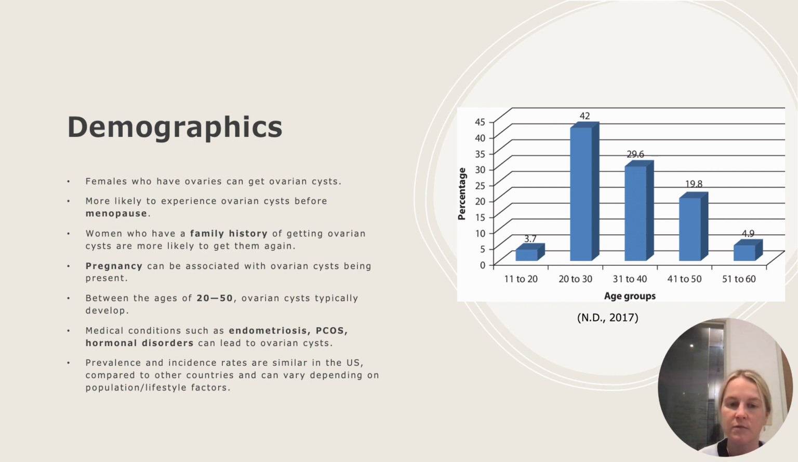The prevalence and incidence rates are similar in the US compared to other countries and can vary depending on the population, how many people there are, and lifestyle factors like diet. It's hard to decide if other countries get it more than the US. It's somewhat similar. And this graph shows that the age group of 20 to 30 seems to be when the highest amount of people were getting ovarian cysts, followed by ages 31 to 40.